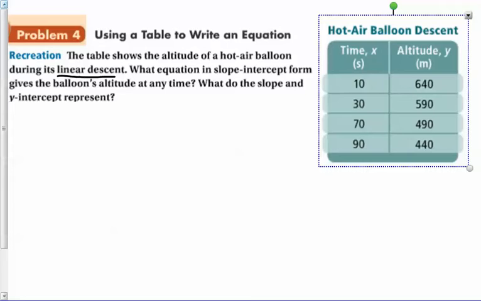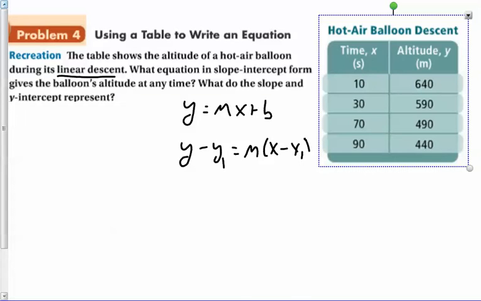When they say slope-intercept, that's y equals mx plus b. But what I have to use is y minus y1 equals m times x minus x1. So I guess what I'm telling you is pick a spot. I don't know, pick this guy right here. This is my x, and this is my y. So I'm going to pick that point, and then I'm going to pick another point. Let's pick this one and that one. So let's find the slope.